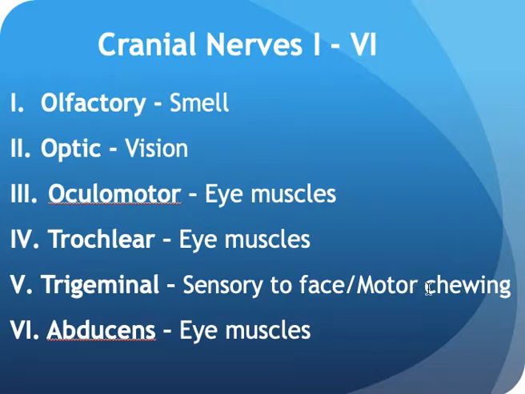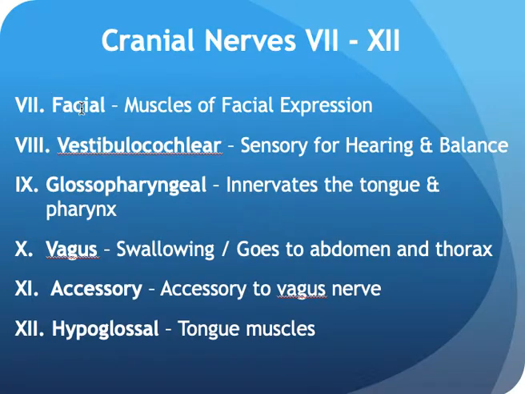It's also going to be involved in my motor, or my muscles, for chewing. We're going to have our facial nerve, which is going to be our muscles of facial expression, so smiling, frowning, etc. Vestibulocochlear, anytime you see cochlear or vestibule, we're going to look at that again when we get to the special senses chapter, but it's going to be hearing and balance. Glossopharyngeal is going to be innervating my tongue and my pharynx, getting more towards the throat. My vagus nerve is going to be swallowing, and we're going to look at these a little more specifically in a second here. Accessory is just going to help my vagus nerve and do one or two other things for me. Hypoglossal is going to be my tongue muscles.